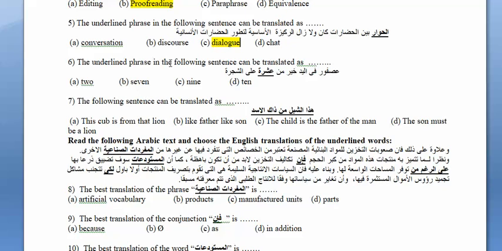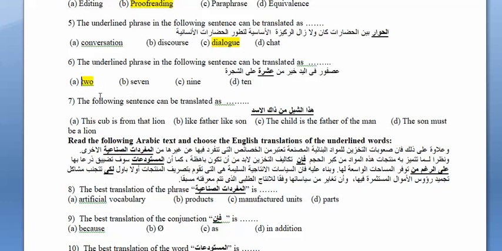The underlined phrase in the following sentence can be translated as الكلمة التي تحتها خط. عصفور في اليد خير من 10 على الشجرة. طبعا دي مش ترجمة حرفية، هنا في الكورس لو درسته we will take two، لأن المثل الإنجليزي a bird in hand is worth two in the bush.